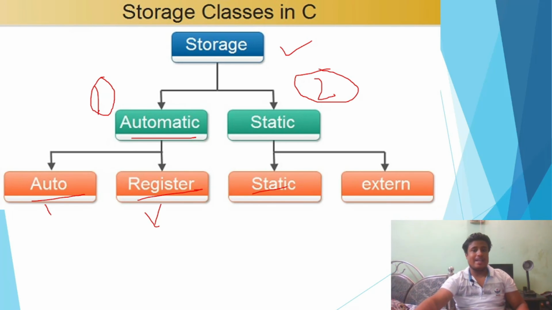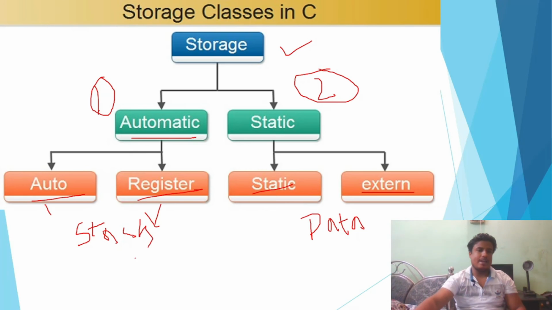We have seen that static or extern variables are defined to make them global, so they are stored in the data section. Remember that these are stored in the data section itself, while automatic variables are stored in the stack or sometimes in a register, depending on the keyword you are using. Hope the diagram is clear to you.